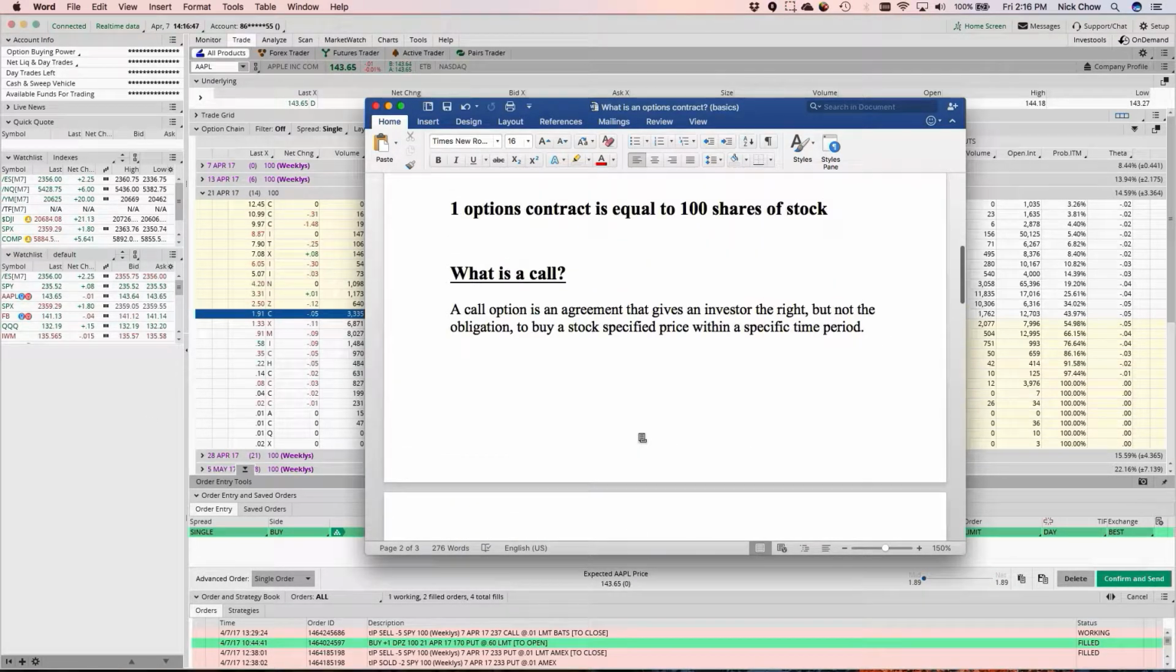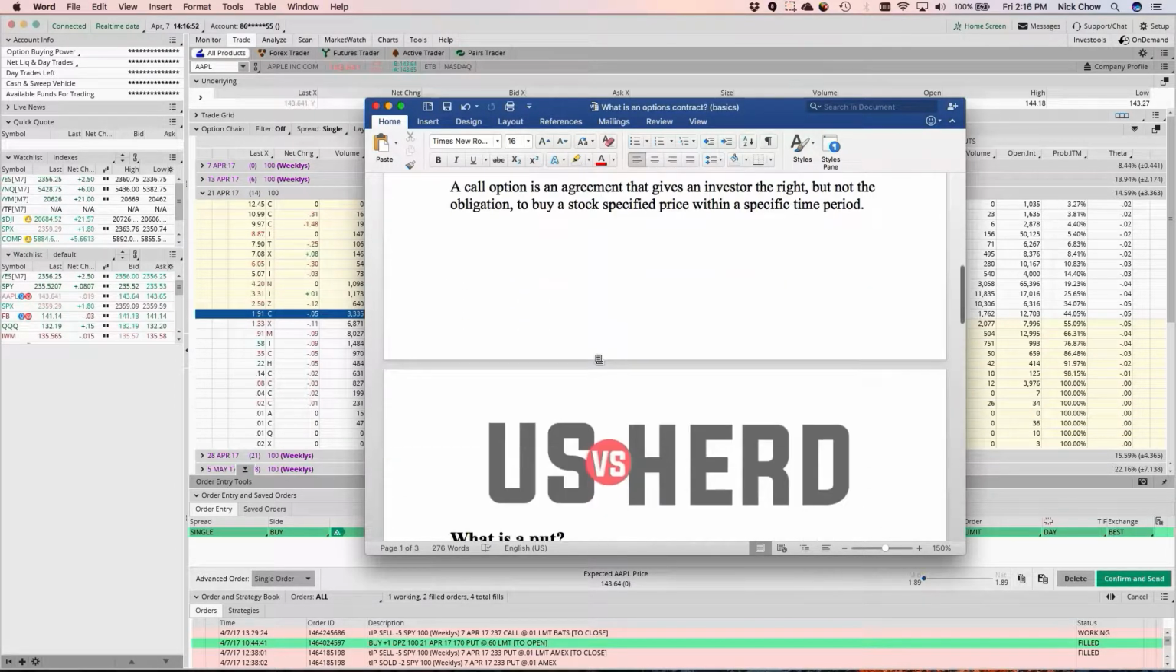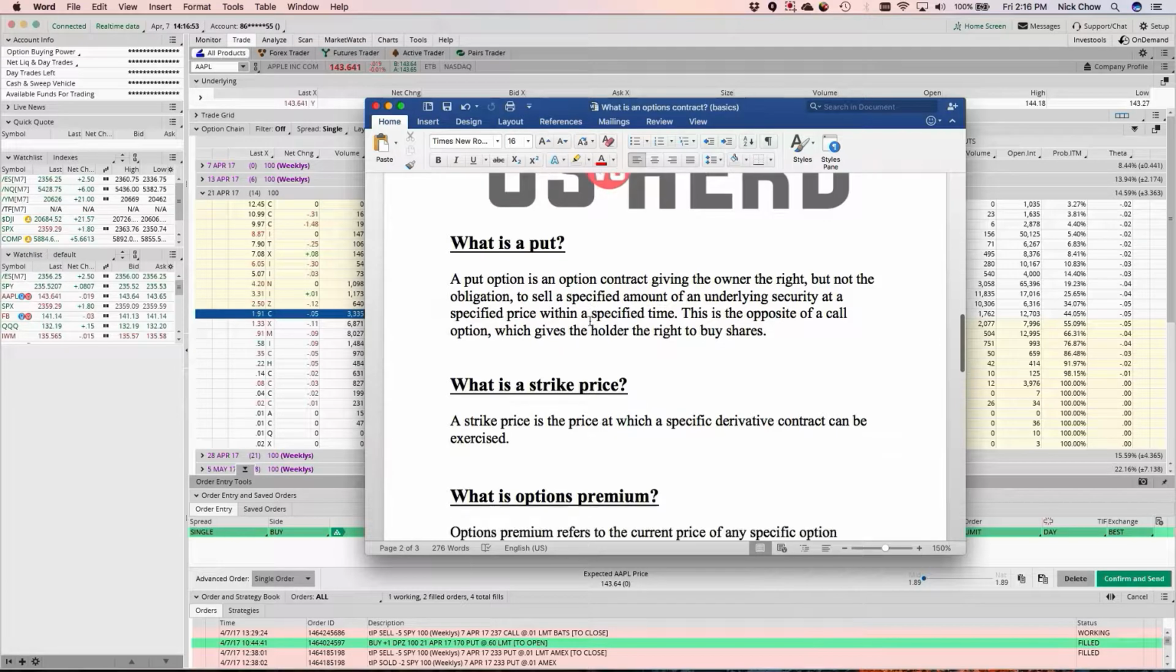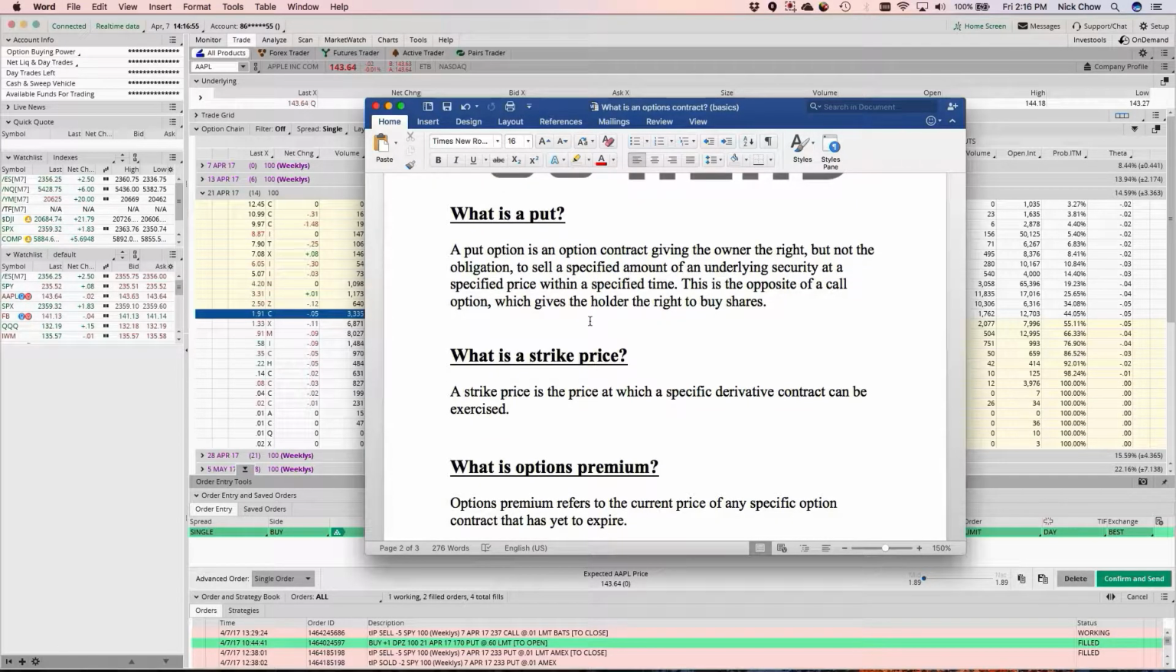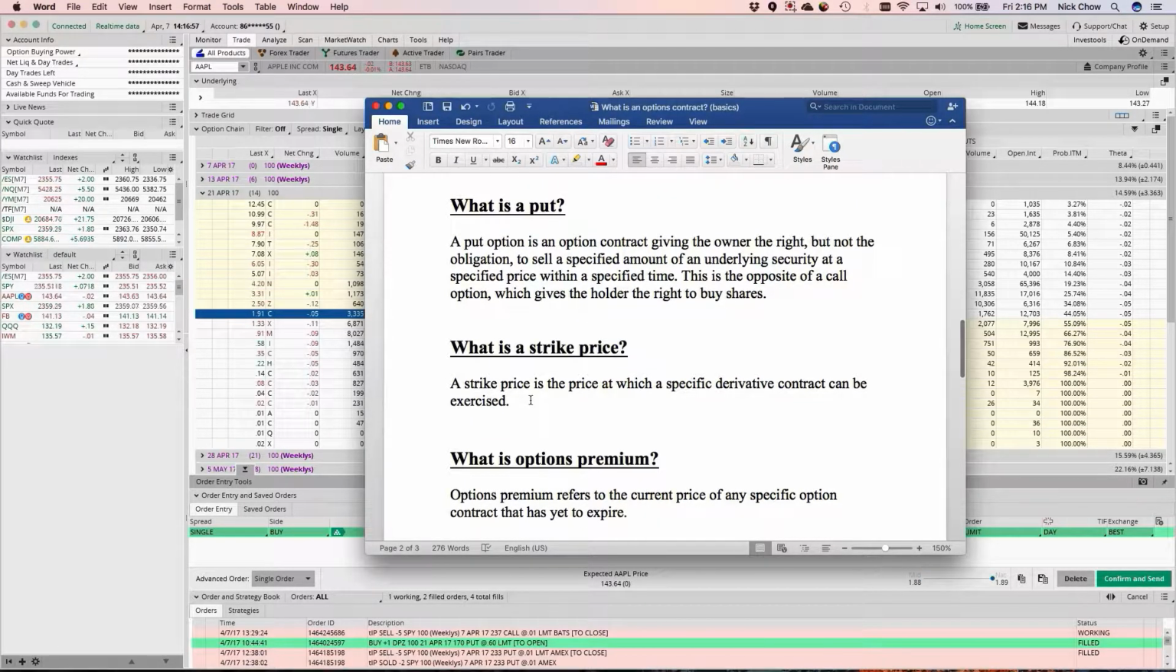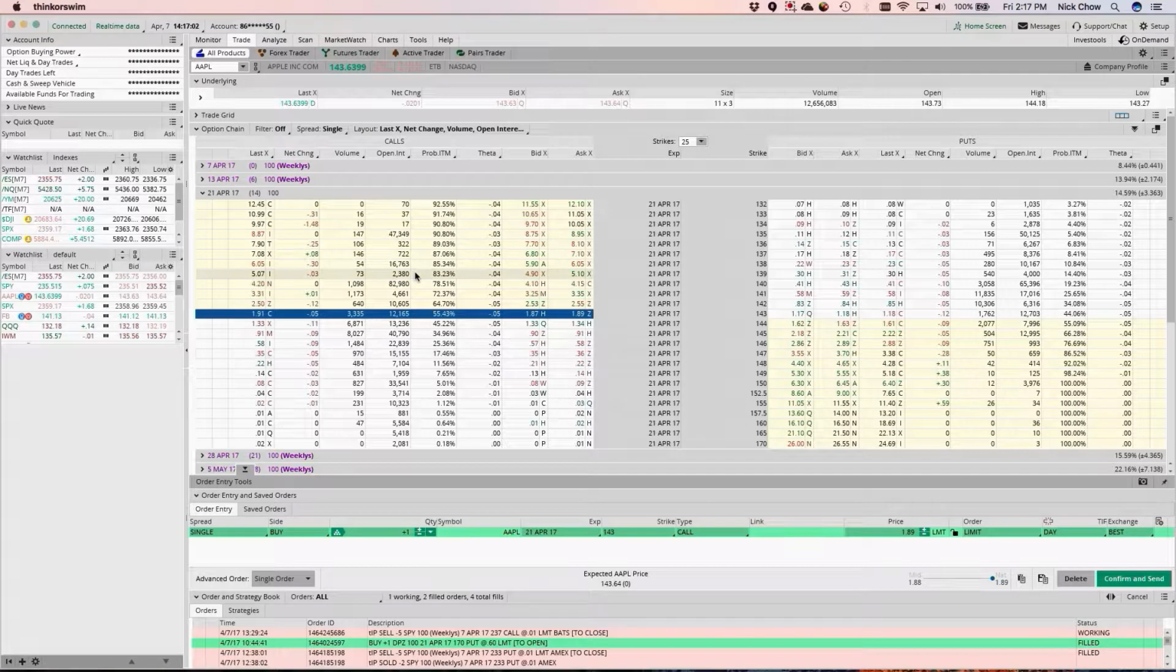For a call, we're buying shares, which means we would be long on the position. So what is a strike price? A strike price is the price at which a specified derivative contract can be exercised. So let's go into the options chain here, and let's just concentrate on the strike price. So the strike price is any of these in the middle. As you can see here, it says strike.